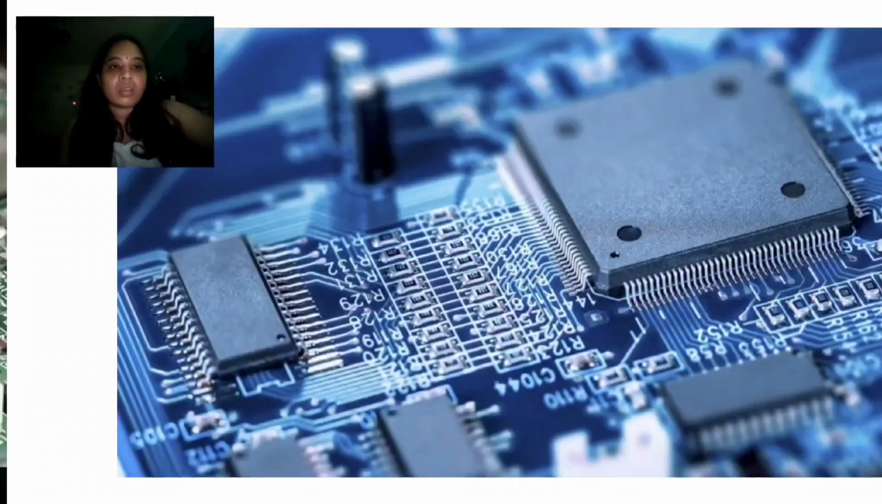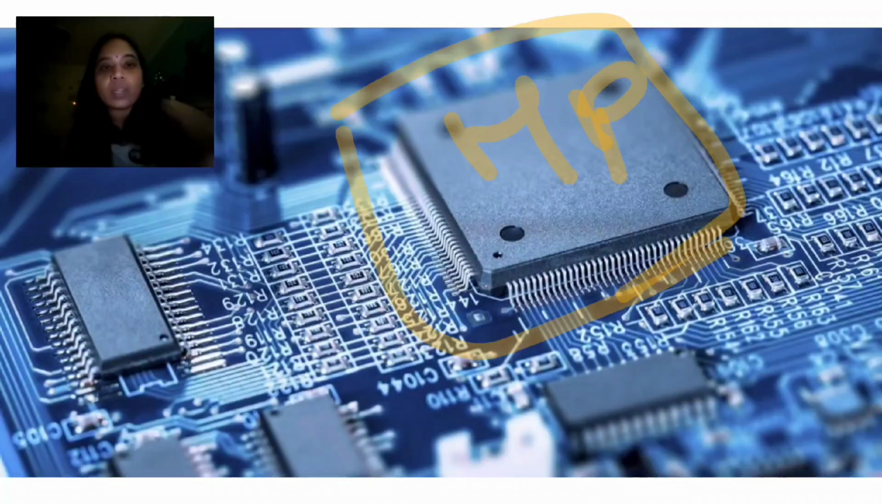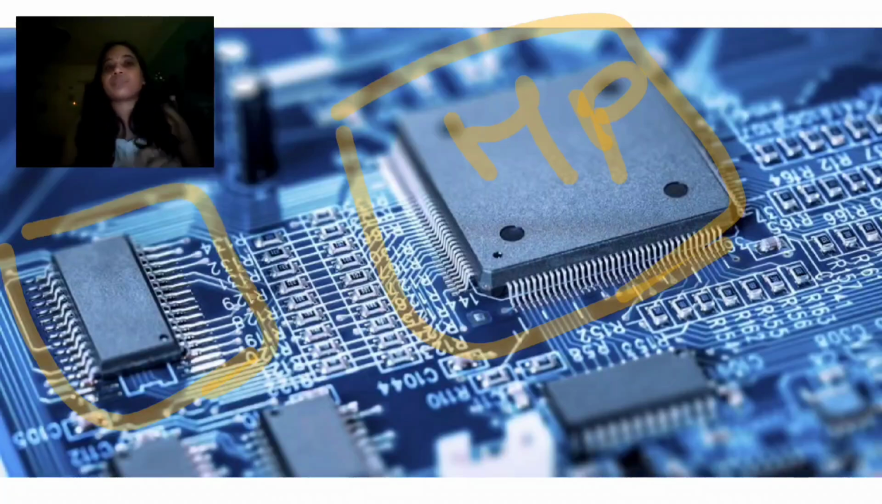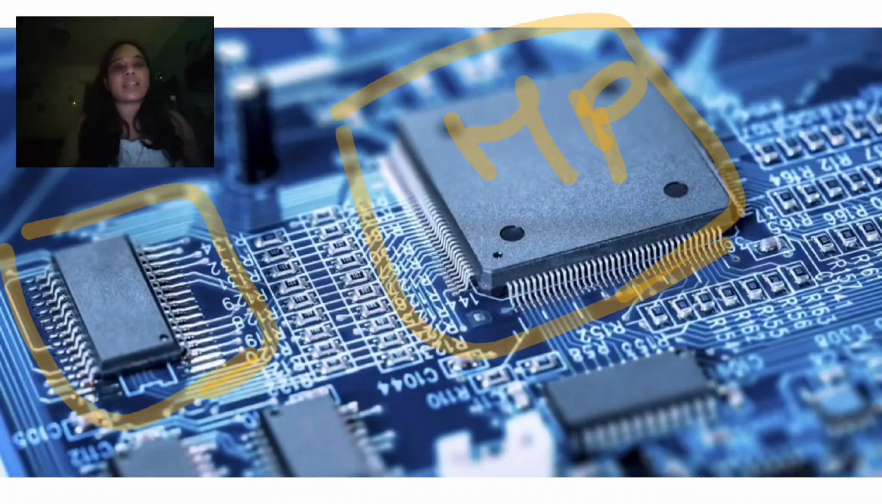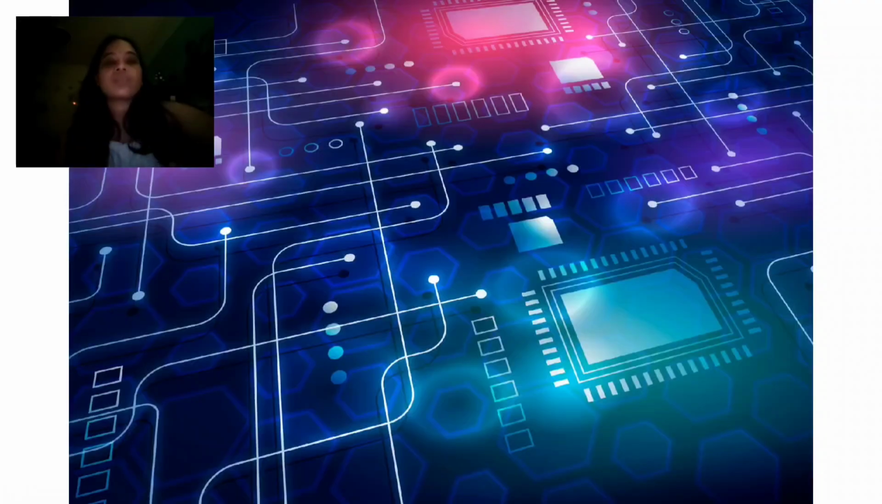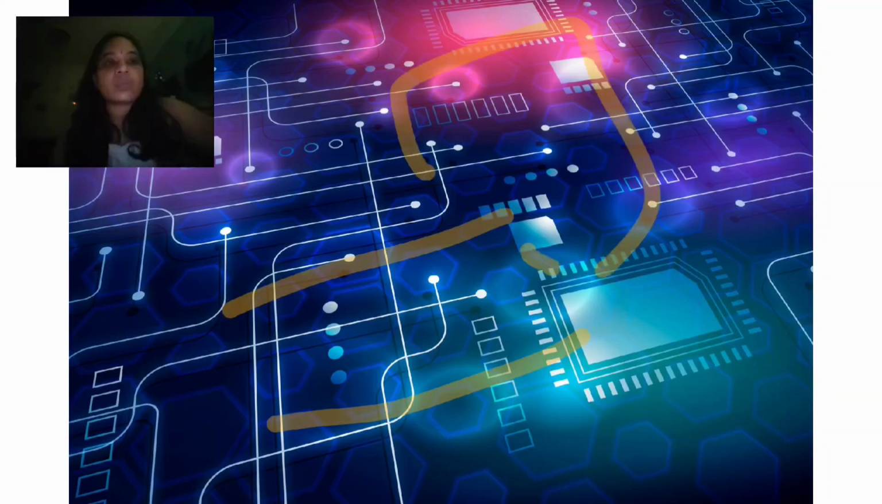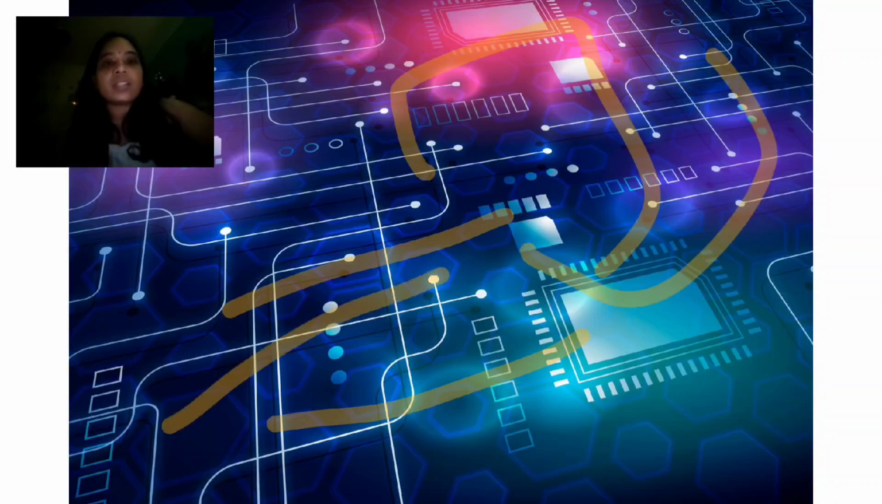And next, this is your MP. MP means microprocessor. Here you can see almost 16 or 32 bits, integrated circuits. And next, here the data is transmitted through these circuits. These are the logical circuits.